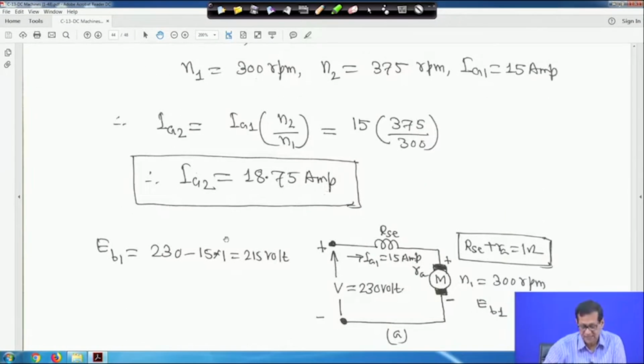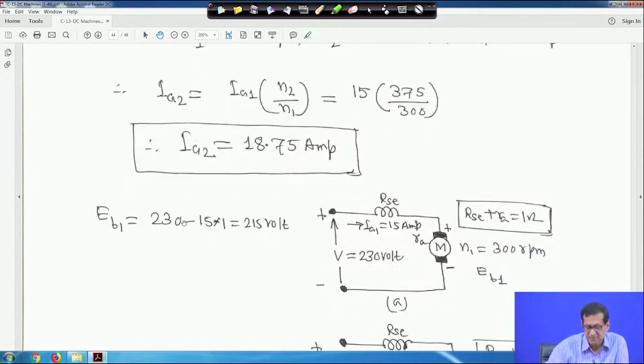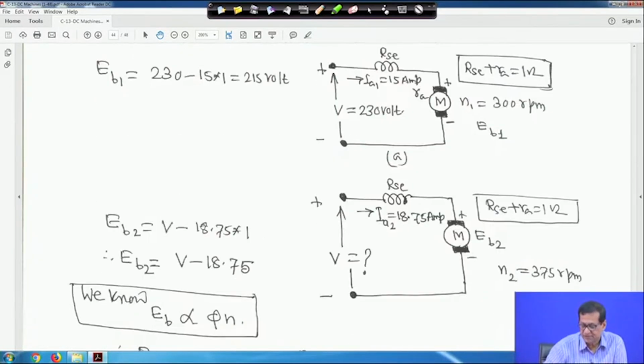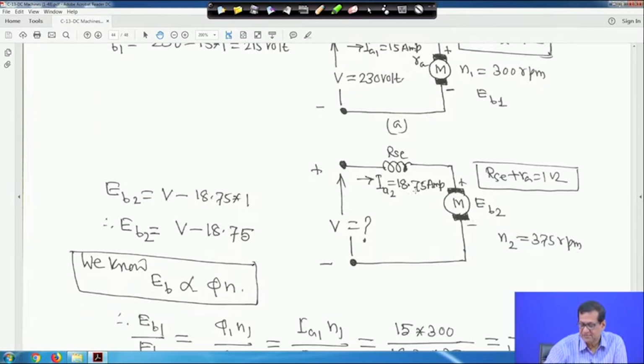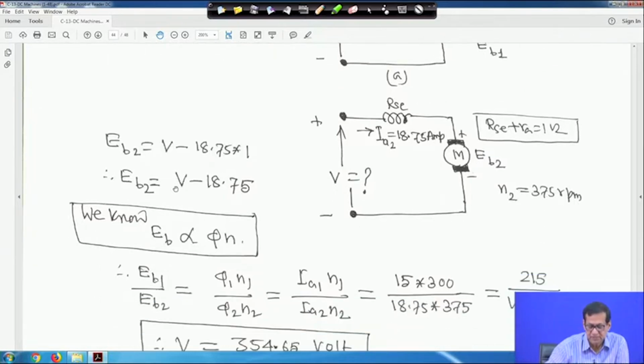Therefore, the back EMF EB1 will be 230 minus, in the first case the current was 15, so 15 into 1, that is 215 volt, right, and N1 is 300 rpm and Ra plus Rac we assume 1 ohm in total. Next, in the second case Ia2 is 18.75 ampere and Ra plus Rac is 1 ohm, it is given, and N2 is 375 rpm. Therefore, EB2 is equal to V minus 18.75 into Ra plus Rac, that is 1.